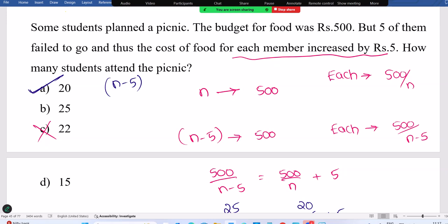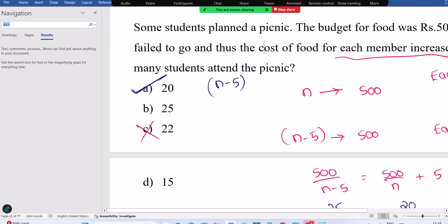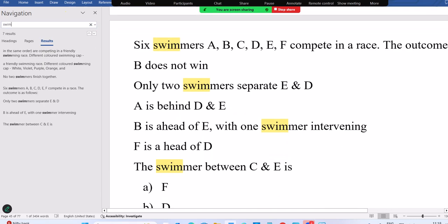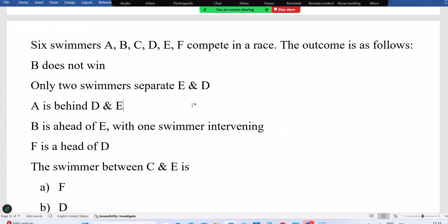Right, so for this question, your key is a mistake. Majority of you, 400 plus, attempted it correctly, but the key is entirely wrong. Now let's see the question about swimmers. This question also went wrong for many of the students. We'll check now.